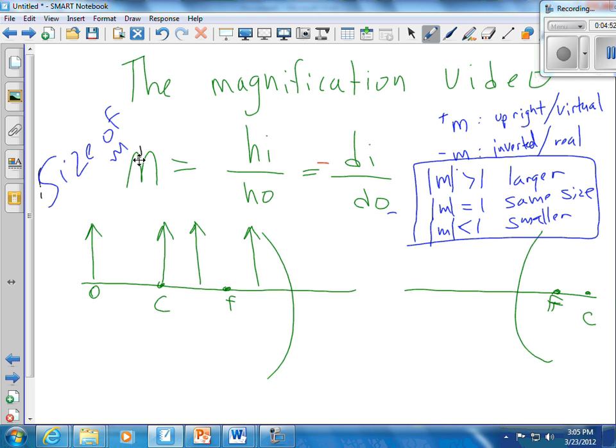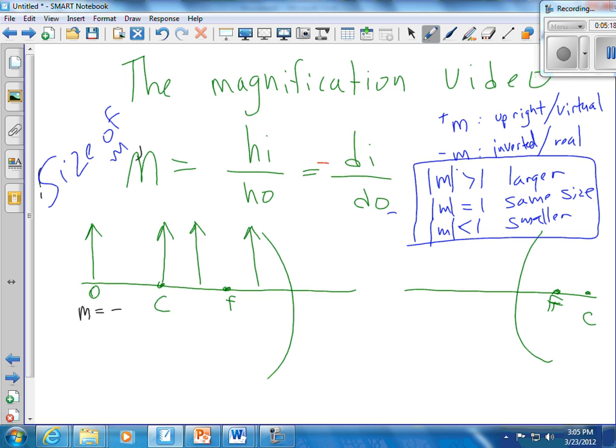Well, if the object is located here, beyond C, now I'm going to tie the two slides together. I'm going to give you the sign and whether it's greater than or less than 1. So I'm going to make up numbers like 1.5 or 1 or 0.5. So a magnification, when the object is located beyond the center of curvature, well, I'm going to get a real image. So the M should be negative.